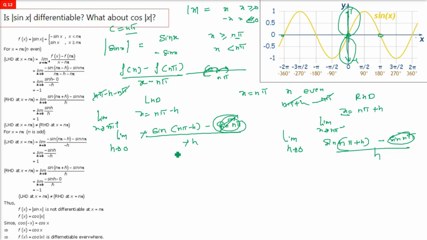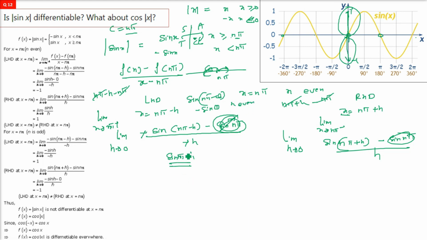So what is sin n pi minus h when n is even? Even is what? 0, 2 pi, 4 pi, 6 pi, like that. 2 pi means just assume that it is 360. When you subtract something from the 360, that quadrant will give you a negative sign. Sin n pi minus theta is going to be minus sin theta if n is even. This is very important.